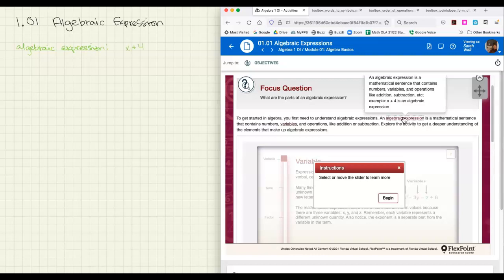Okay? The difference between an expression and an equation. So an expression, y plus 6, z times 4. Normally that would be written for z, but I wasn't thinking on the spot. But the really important thing is an algebraic expression does not contain an equal sign.